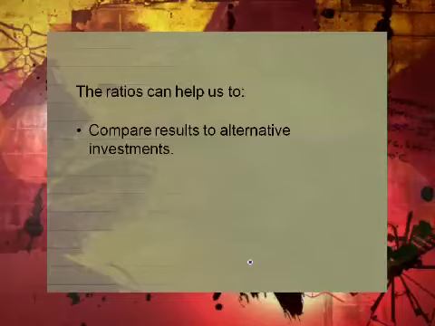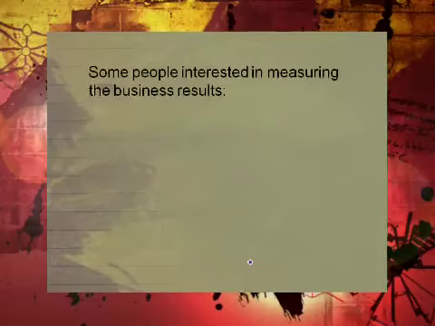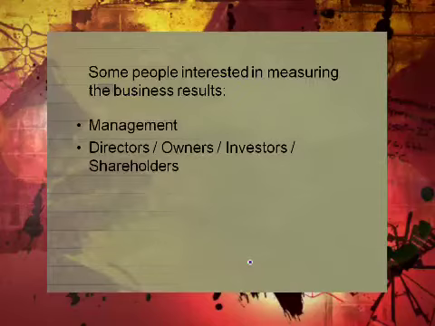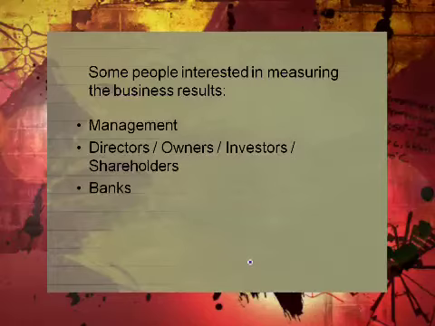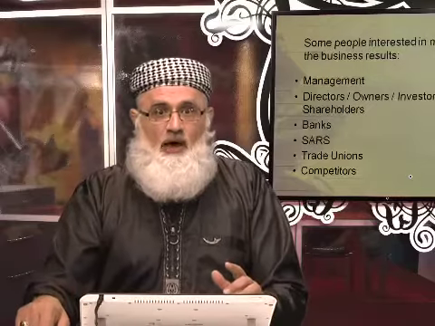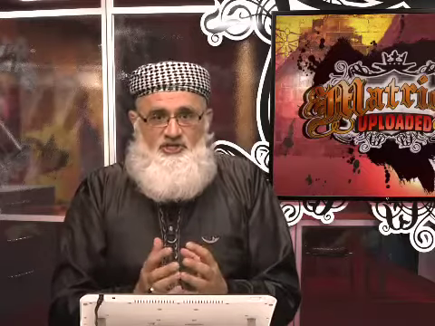What will these ratios help us to do? Compare results to alternative investments. Determine the degree of financial risk by investors and or creditors. Who are the people that will be interested? Obviously management, the directors, the owners, the investors, the shareholders. Banks, because if you're going for a loan, SARS, definitely they want to know what is happening with this company. Trade unions, when it comes to negotiations of salaries. Competitors. And therefore, you can clearly see now, from all we've discussed here, the importance of analyzing financial statements.